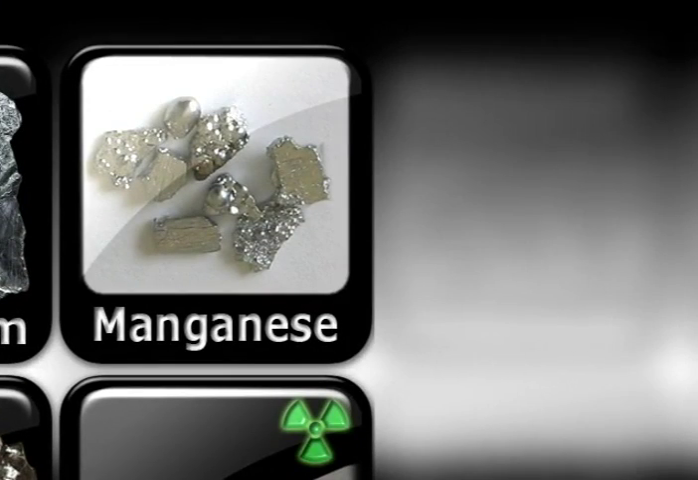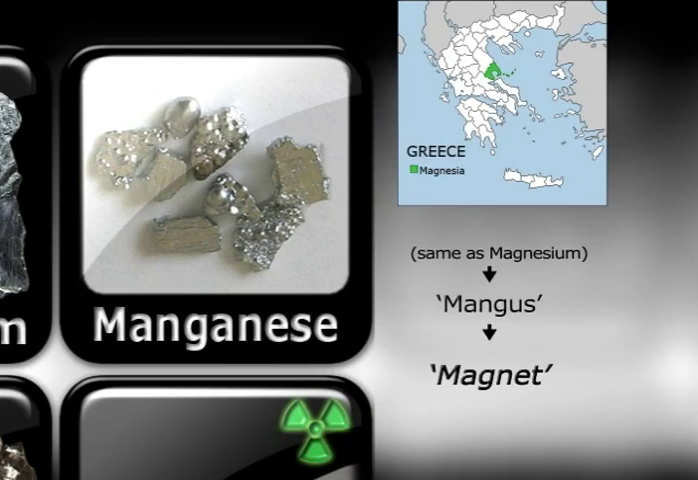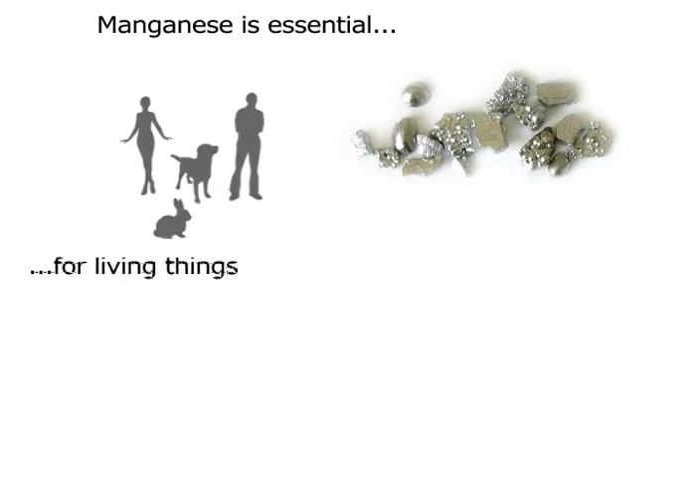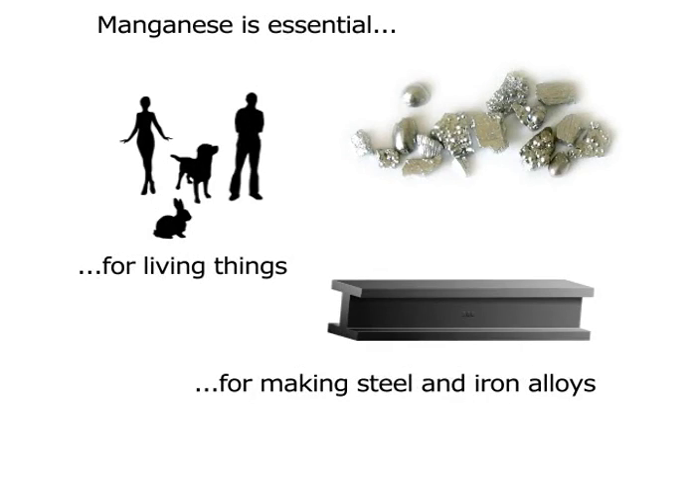Manganese. The origin of the name is complex, but ultimately it is from Latin mangus, meaning magnet, even though manganese isn't magnetic. Manganese is not only essential for all living things, it is absolutely essential for the production of all iron and steel alloys, making it more yielding and workable.